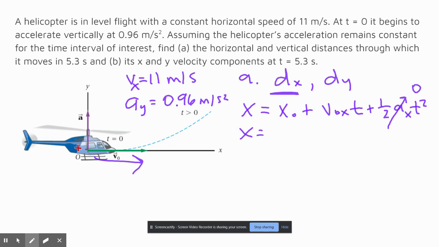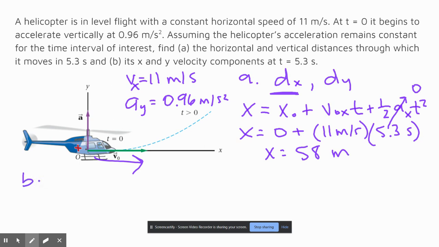And we know that this helicopter starts at position 0 because we're at the origin. And we have our velocity in the x direction, which is 11 meters per second. And it gave us our time, which is 5.3 seconds. So to solve for x, let's just do a little multiplication. And when we do, you should find that x equals 58 meters. Okay, so that's pretty simple. So y'all can go ahead and try the y direction and then press play when you're ready.